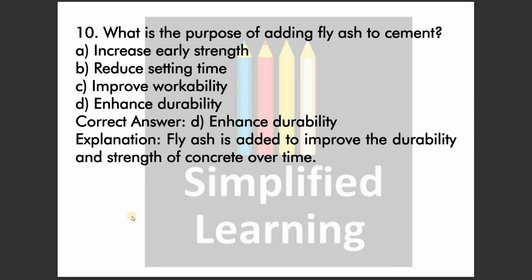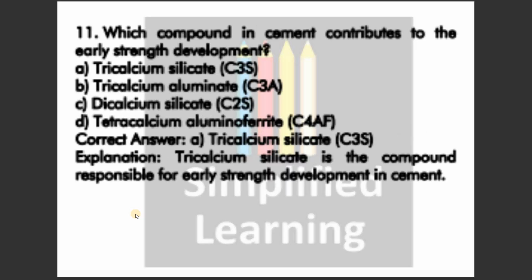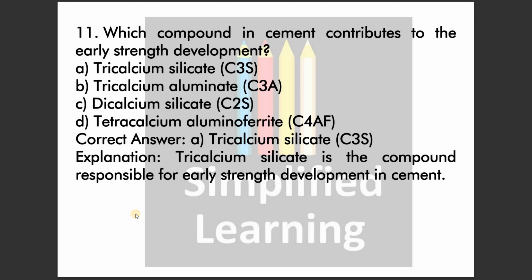Then, what is the purpose of adding fly ash to cement? The correct answer here is, it enhances the durability of concrete over time. This is the reason for adding fly ash. Then, which compound in cement contributes to the early strength development? The answer is tricalcium silicate, that is C3S.